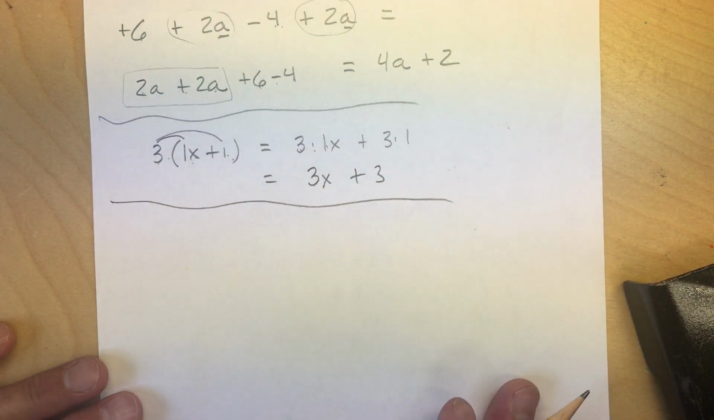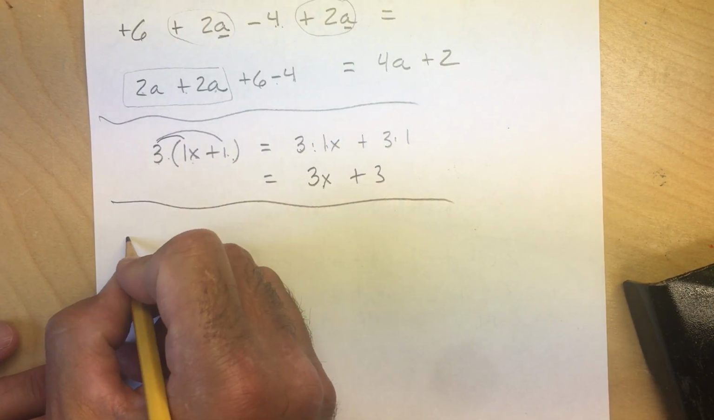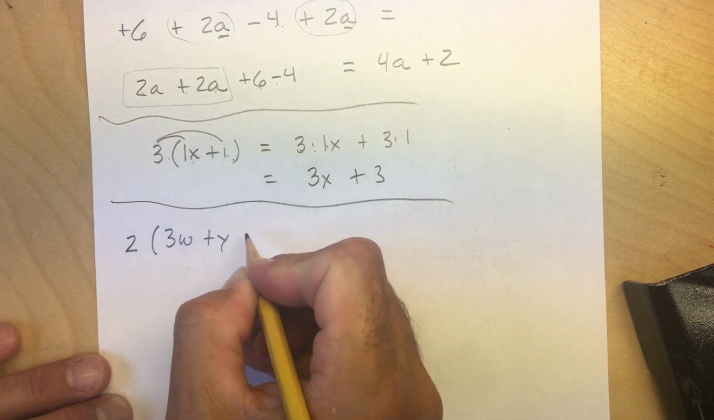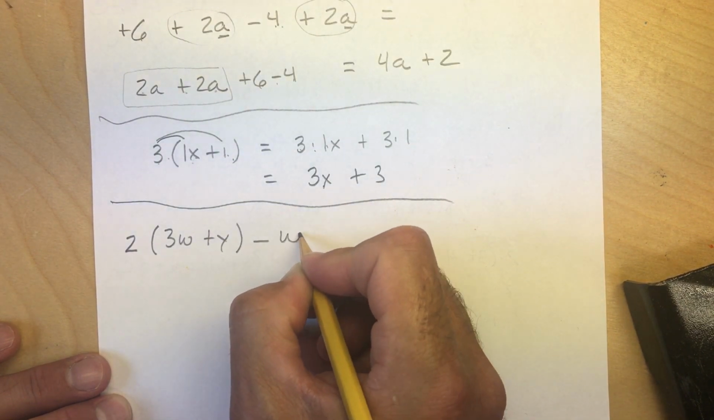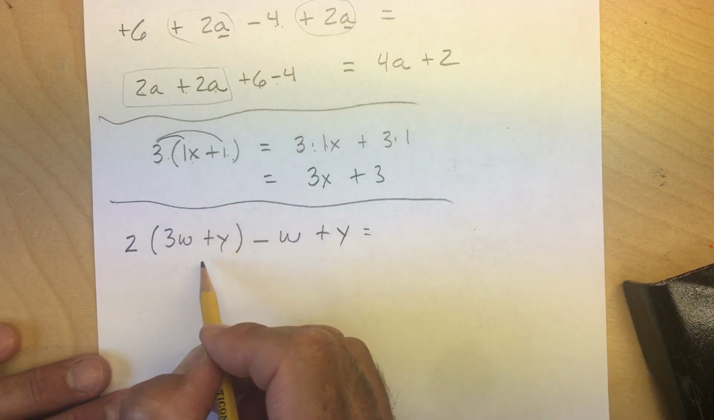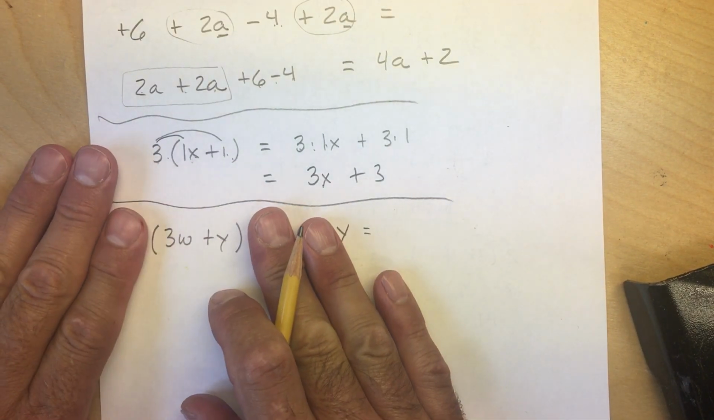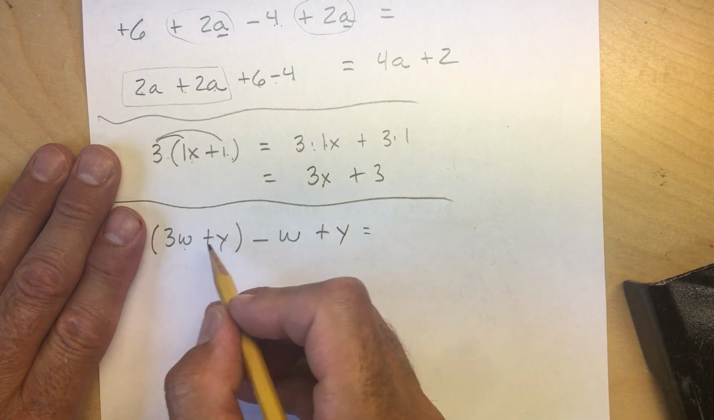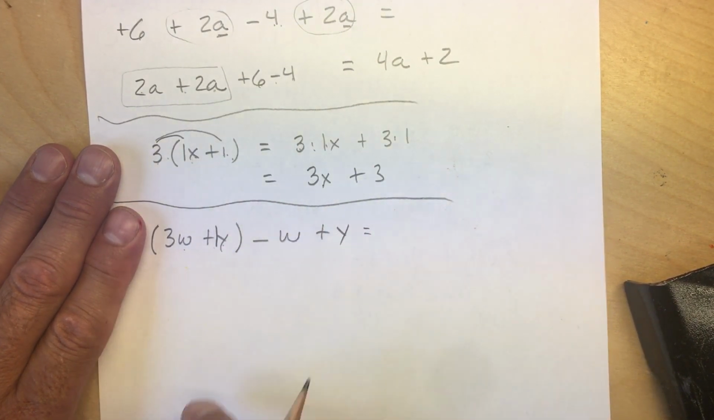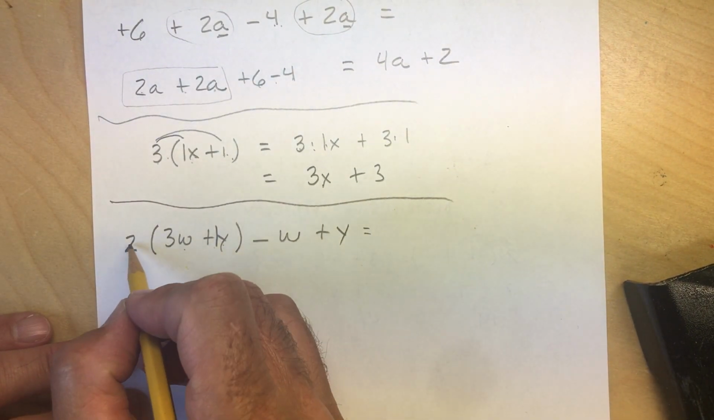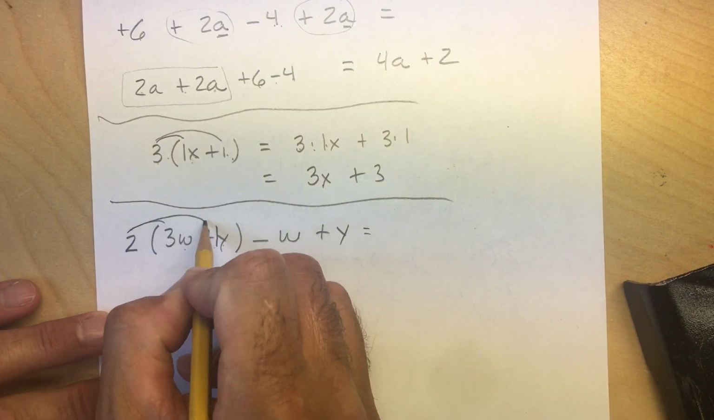Let's do a couple more examples. Okay, we're getting a little harder. Let's say we have 2 times 3w plus y minus w plus y. All right, so here's what I'm going to suggest to you. Anytime you have these parentheses here, look inside the parentheses. Are there like terms there? Well, no, this is w and this is y. There's no number in front, so it's a 1. And so, since we can't combine those, let's distribute this 2 inside the parentheses.